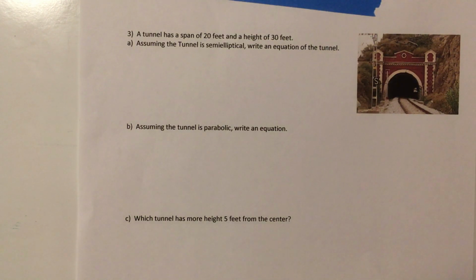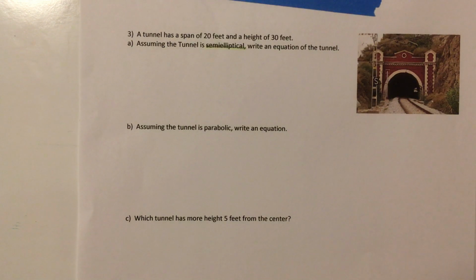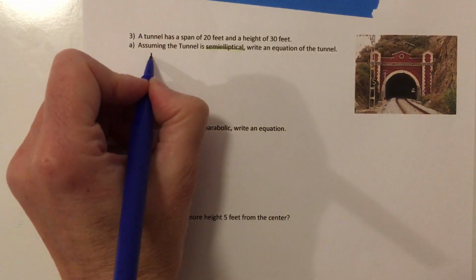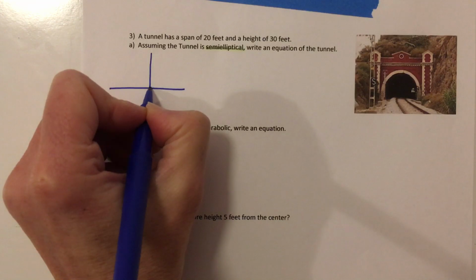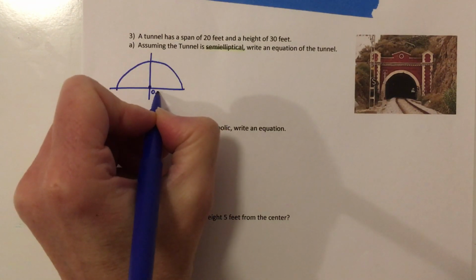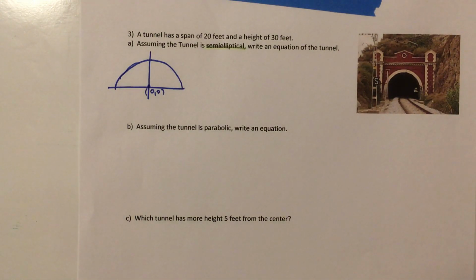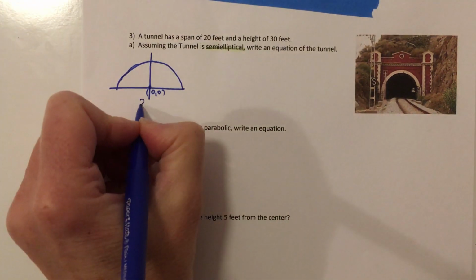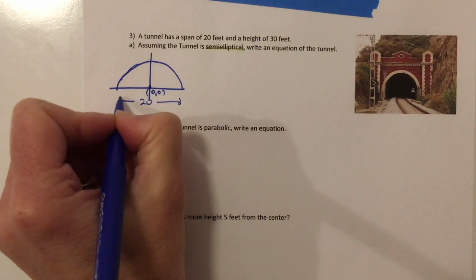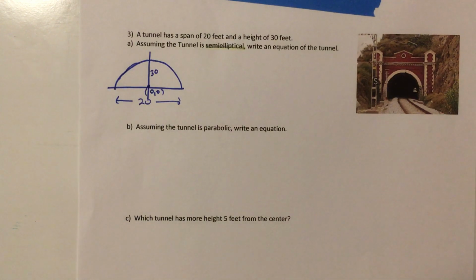Okay. So remember, anytime you see the word semi-elliptical, you're going to want to draw an ellipse, and you always put the center right here. So this is the center. The nice thing about an ellipse is that it is never going to change. So this is an ellipse. It's obviously half of an ellipse. It has a span of 20, so this is 20, and it has a height of 30. It says write an equation of the tunnel.